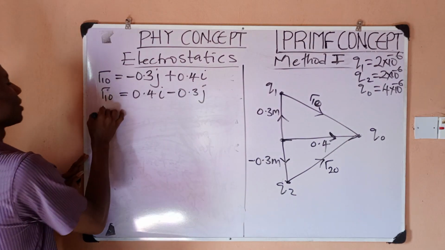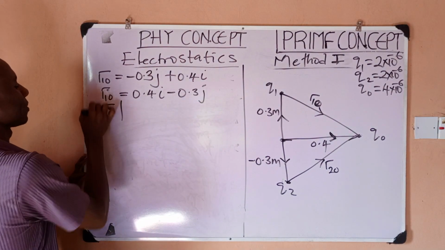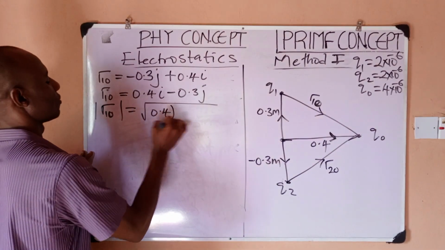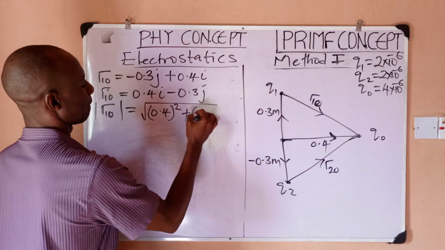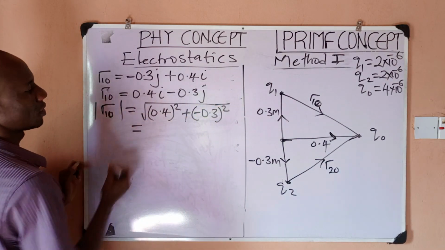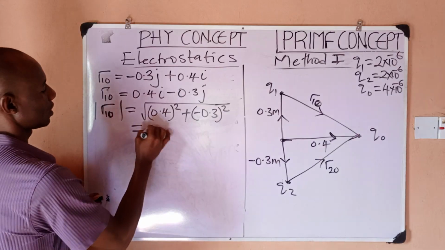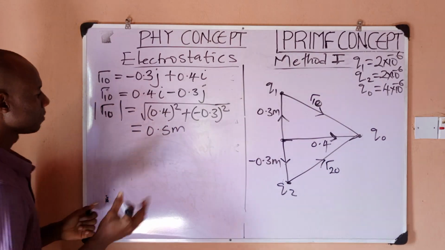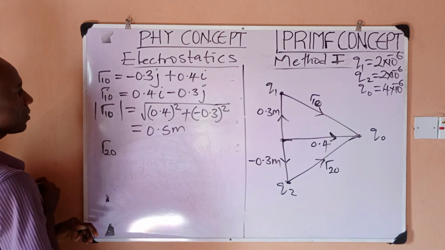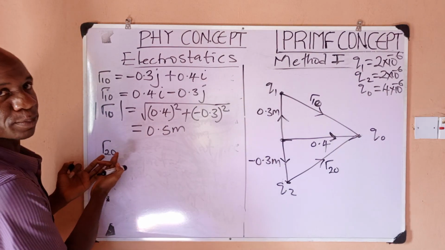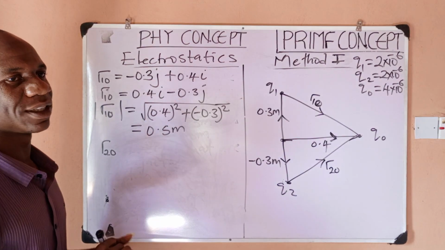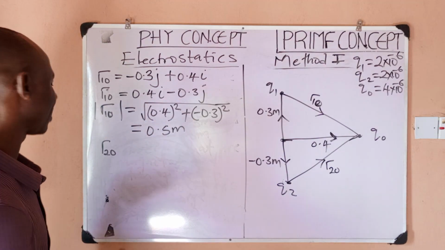Now what is the magnitude of R10? The magnitude is simply going to be the square root of 0.4 squared plus 0.3 squared. When you solve this, it gives us 0.5 meters. The next thing we want to get is R20. Pause the video and try to find R20 so that we can be sure you're following, then play it back and check if your answer is correct.